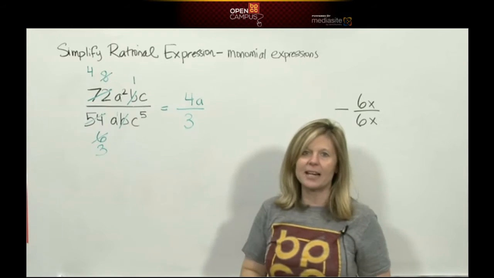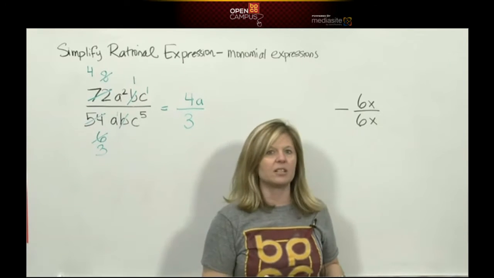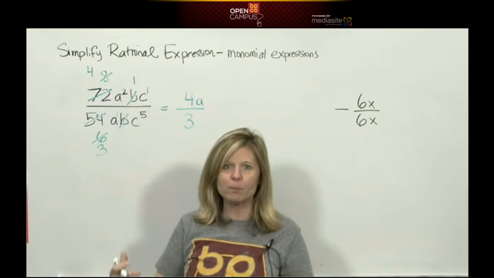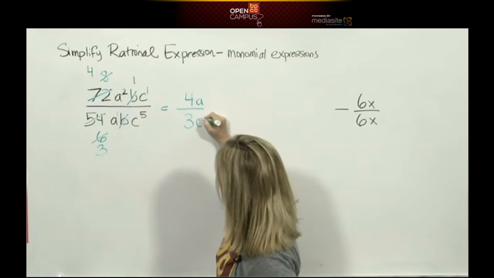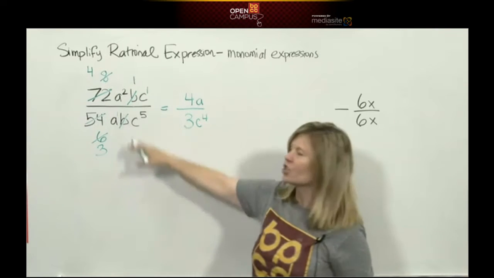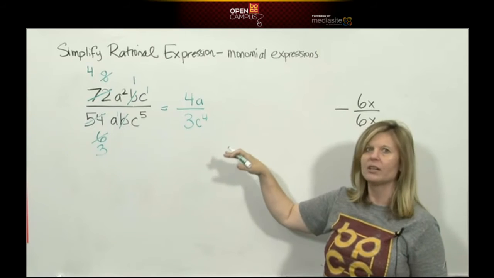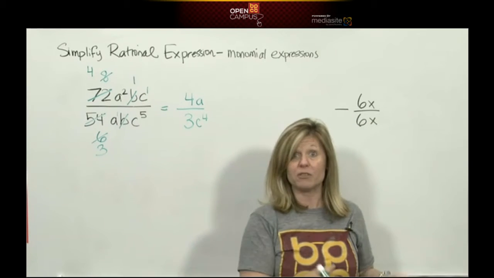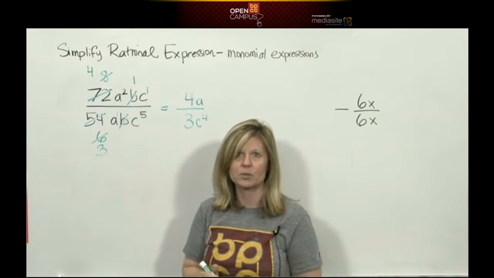C divided by c to the 5th. Well, we have 1 c in the numerator and 5 c's in the denominator. 1 and 5, if you subtract, makes 4. Where would you put those 4 c's? You'd put them in the bottom because that's where there are more. So this fraction simplifies to be 4a divided by 3c to the 4th. We've already done this when we talked about division of monomials. Now we're just saying these are called rational expressions.